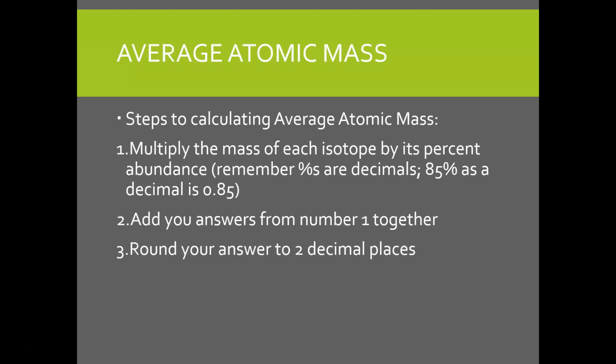You can calculate the average atomic mass of something following some very easy steps. You multiply the mass of each isotope by its percent abundance. Remember, percents are technically decimals, so 85% is 0.85, so make sure to put that in decimal form. Then you're going to add all of your answers from number 1 together for all the different isotopes, and then you round your answer to 2 decimal places just like you see on the periodic table.